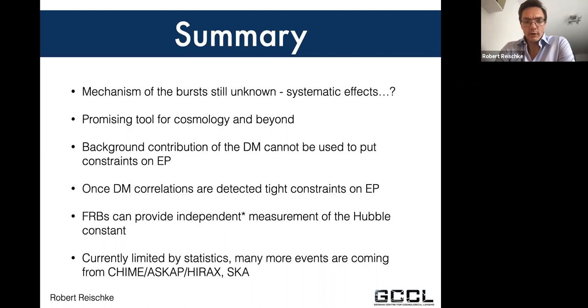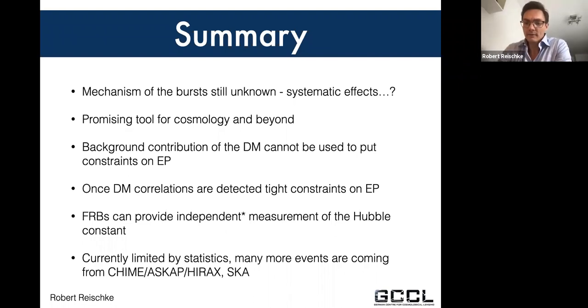So what I also showed is that you can't use the background contribution to the dispersion measure to constrain the equivalence principle or anything which is remotely related to the Shapiro delay. You can't do that because you can't put upper limits anymore if you do it properly, or if you put upper limits, then you use basically the wrong expression. Then I talked about the dispersion measure correlations and how they influence the constraints on the equivalence principle breaking, and I told you that as soon as the dispersion measure correlations are detected, you have very, very tight constraints on the equivalence principle.